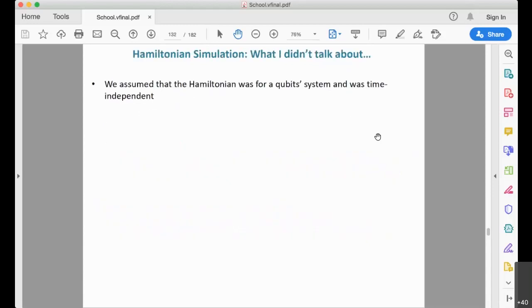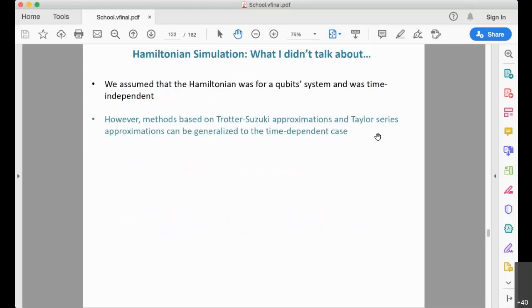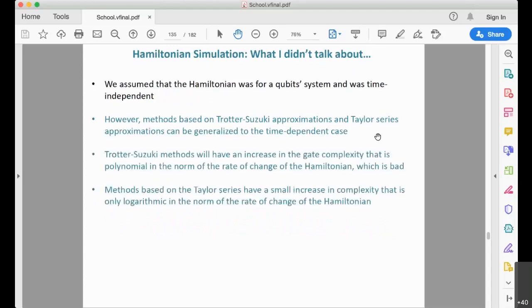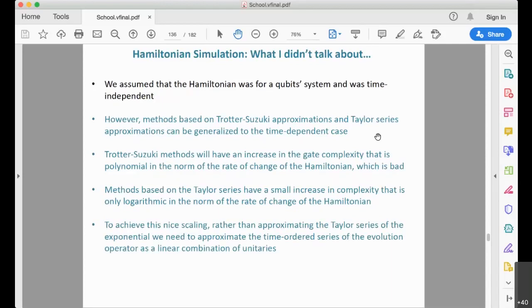I assumed that the Hamiltonians were time independent. Certainly product formulas and Taylor series approaches can also be generalized to the time-dependent case. It turns out that the Taylor series approach has a very mild complexity overhead when the Hamiltonian changes in time, which is nice. But for example, for the quantum signal processing approach, it is unknown how to actually use it for simulating the evolution operator with time-dependent Hamiltonians.